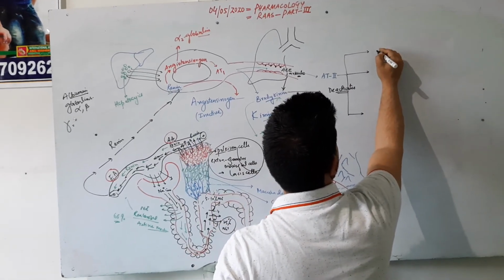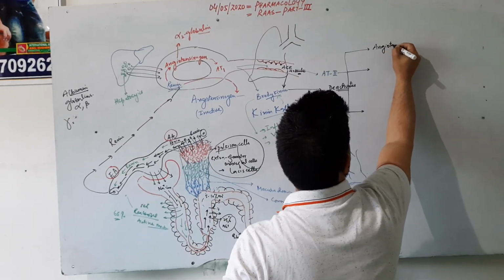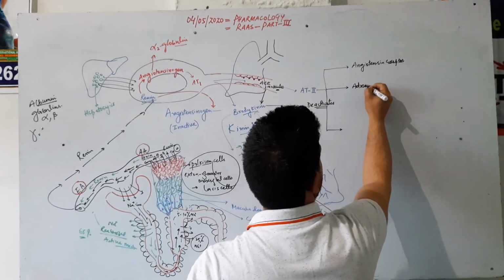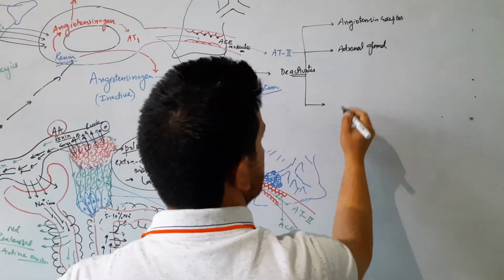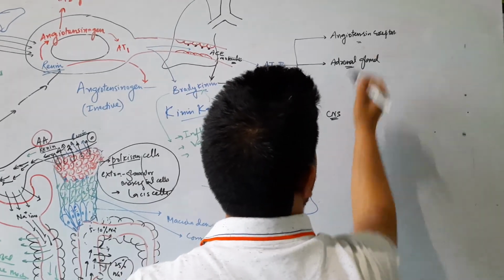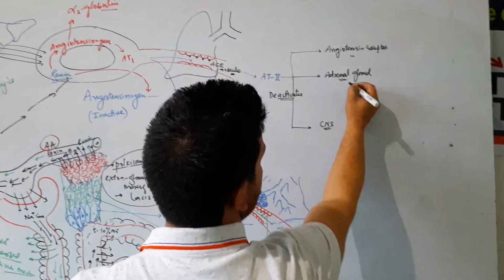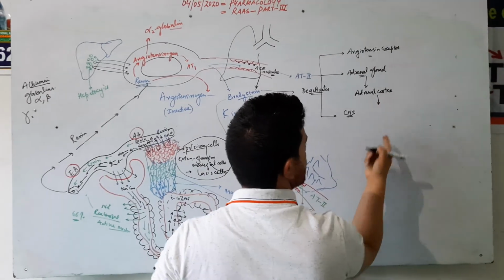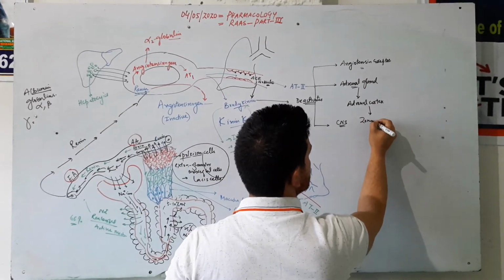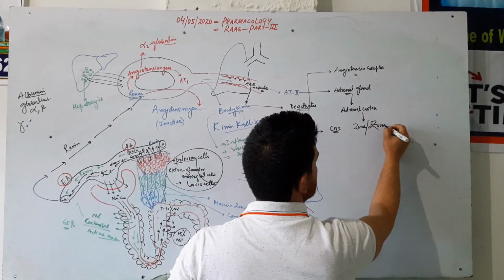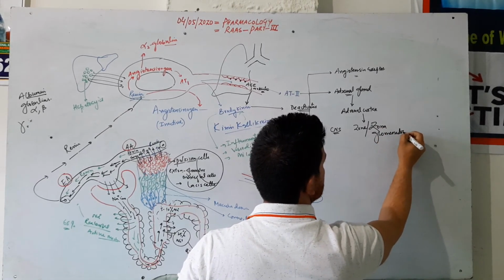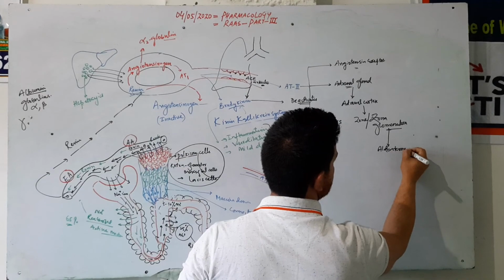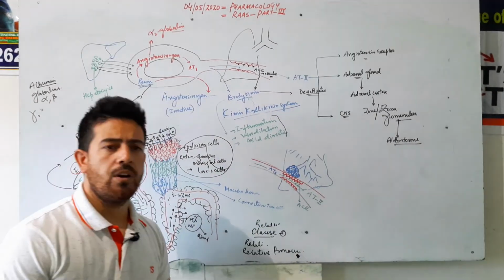One target, that is angiotensin receptors. Second, that is adrenal gland. Third, central nervous system. From adrenal gland, actually it attacks adrenal cortex part, and from adrenal cortex it actually attacks a zone, a region that is called zona glomerulosa, where from a hormone is released that is called aldosterone. We will study this hormone later.